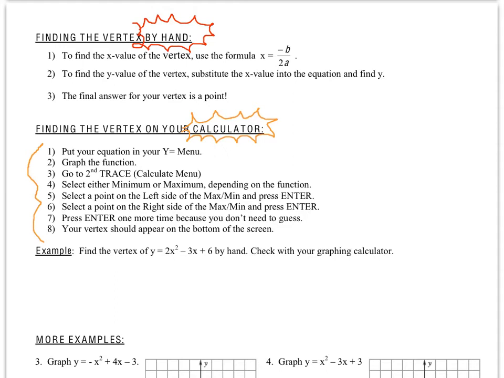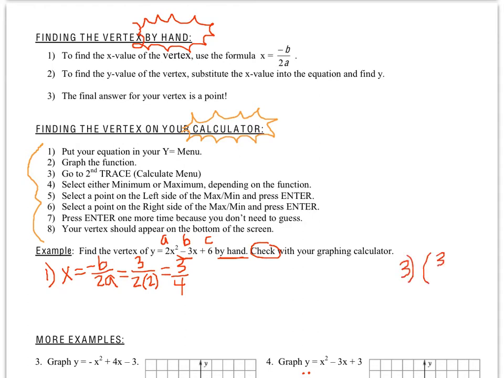It says find the vertex of y equals 2x squared minus 3x plus 6 by hand, and then check with your graphing calculator. So I'm going to do the by hand part, and I want you to make sure you go back into your calculator and check it. So the first step is find the x value using this formula. So here's our a, here's our b, and here's our c. So b is negative 3. So the opposite of negative 3 is positive 3 over 2 times a, which is 2. So this is 3 over 4. That's the x value of my vertex. So I know the x value is 3/4.